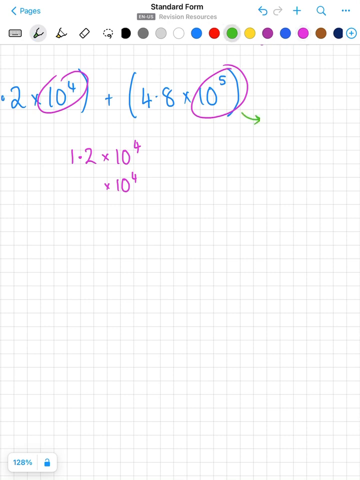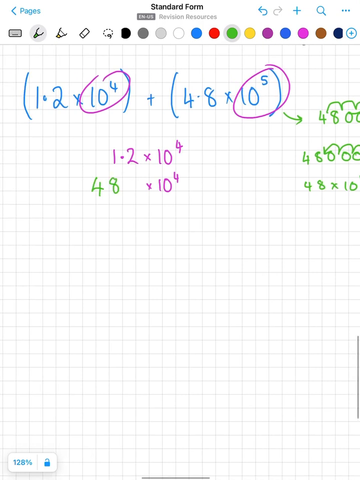Now let's take this step by step. 4.8 times 10 to the 5. Let's write that as an ordinary number. 1, 2, 3, 4, 5 jumps. So that is 480,000. Now if I wanted to put this as times 10 to the 4, that's 4 jumps. 1, 2, 3, 4 jumps. That's 48 times 10 to the power of 4. Make sure you've got your units lined up. That leaves us with 2, and then we've got a decimal point, 94 times 10 to the 4.